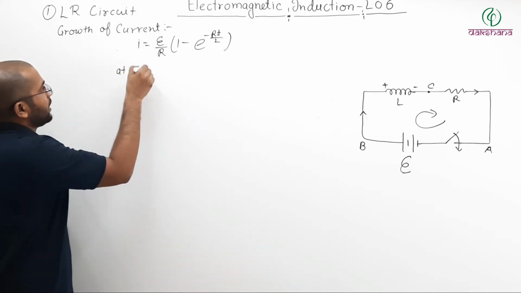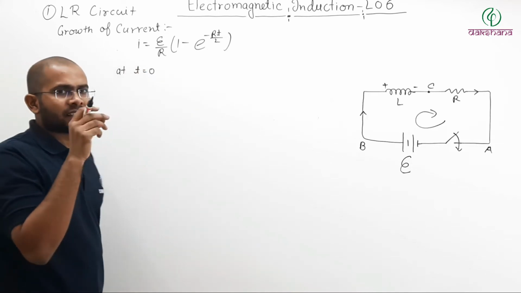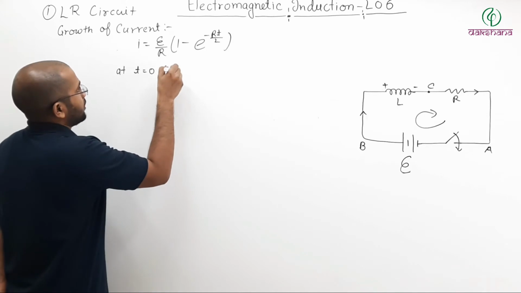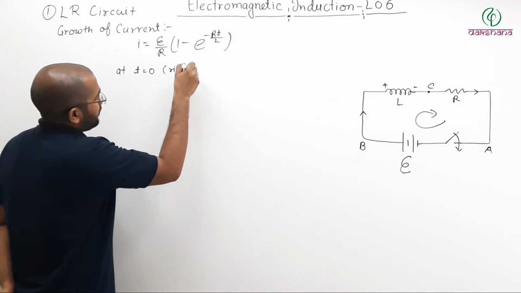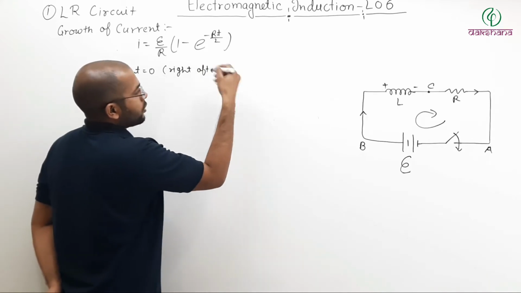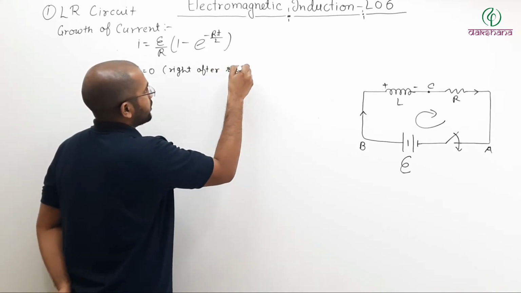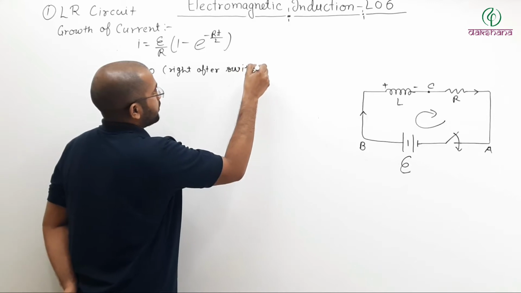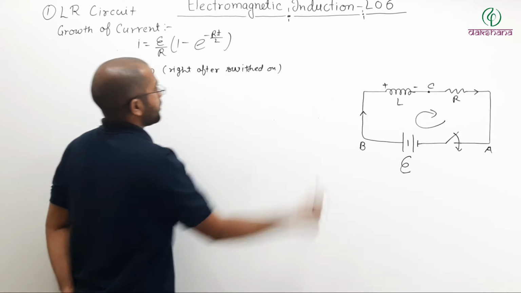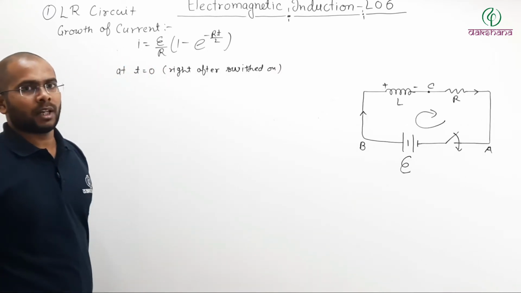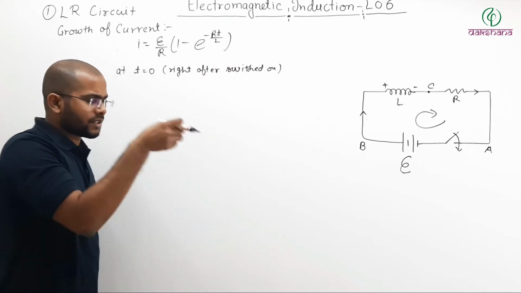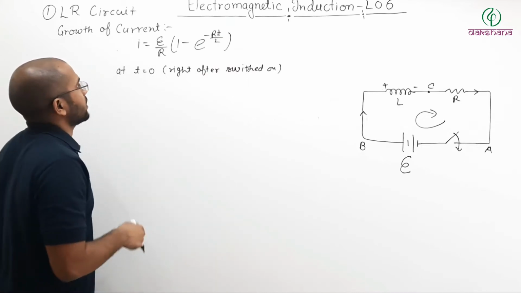At t equals 0, that is right after switching on the circuit, right after the circuit is closed or the switch is on. So right after it is switched on, what will happen? If I put t equals 0, just after it is switched on, just after.